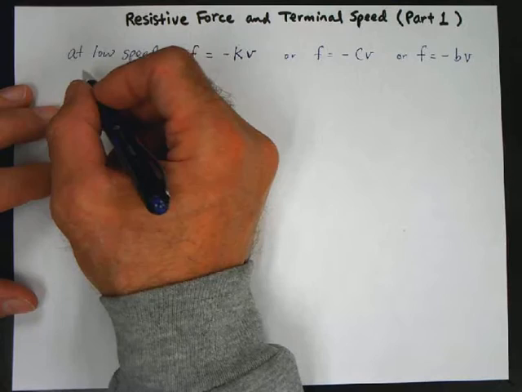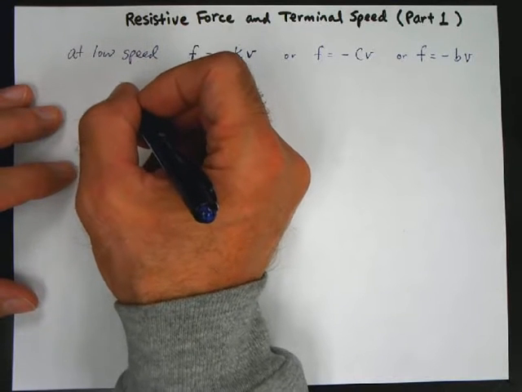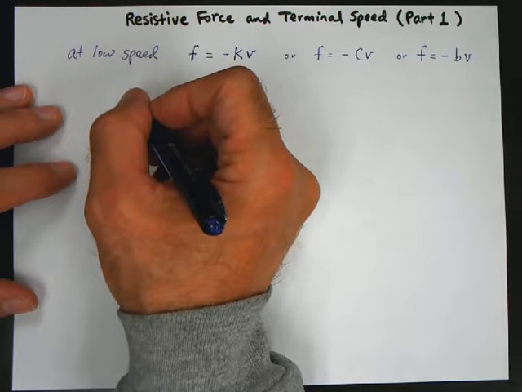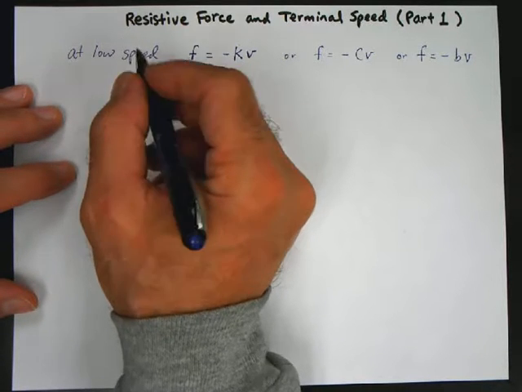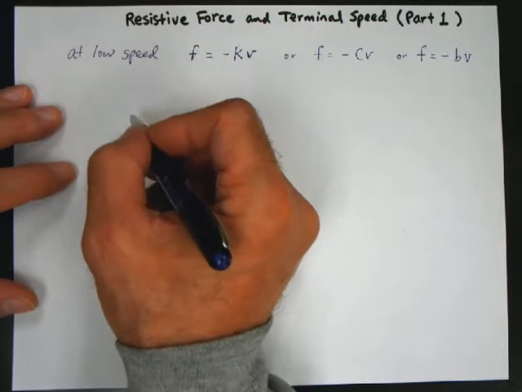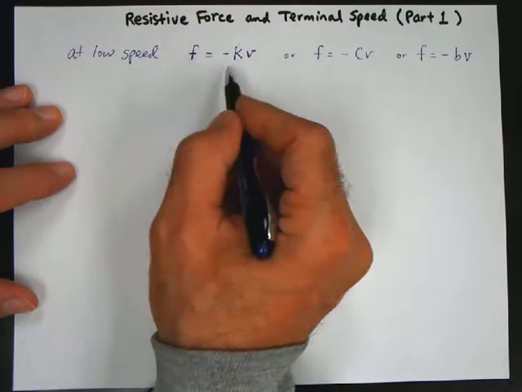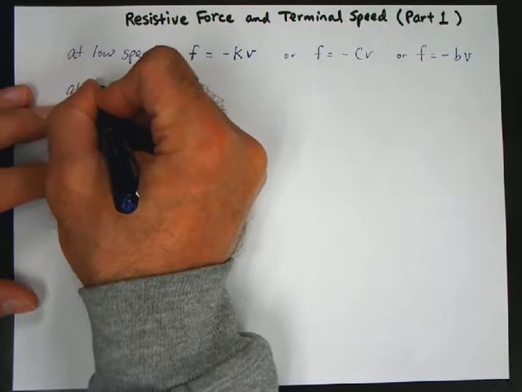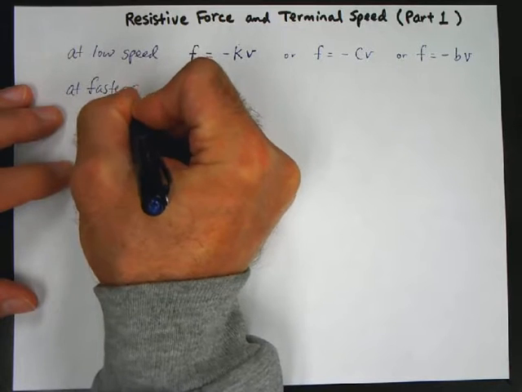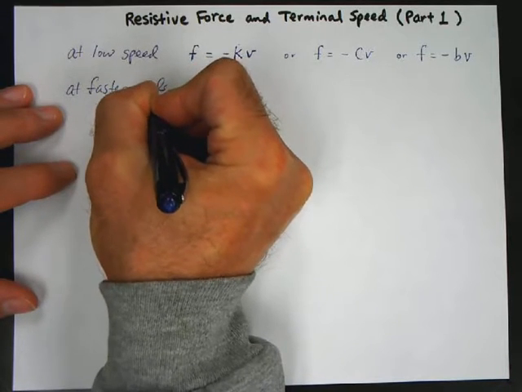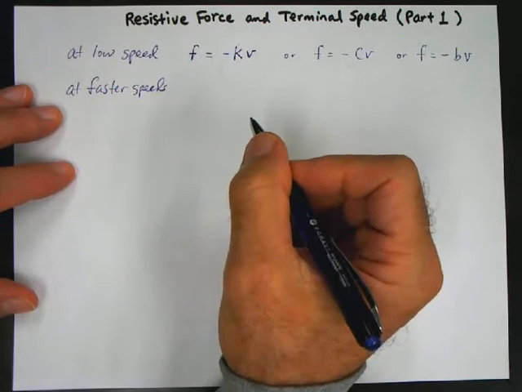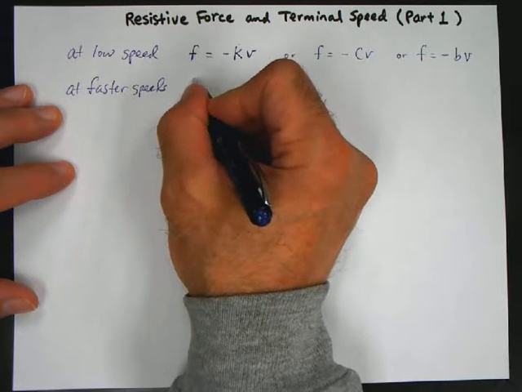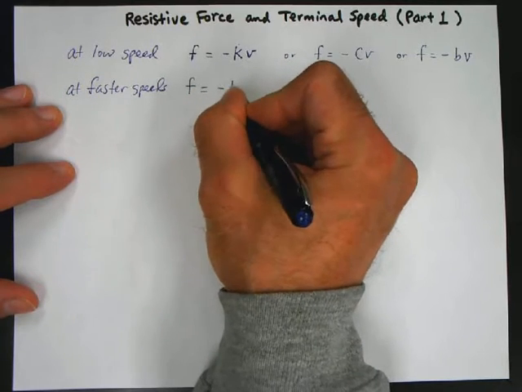So at low speed, such as a little piece of styrofoam packing material that you're dropping through the air, it goes very slowly down. This would be an appropriate relationship there. At faster speeds, though, let's say 20 meters per second or something like that, then there's a different relationship.